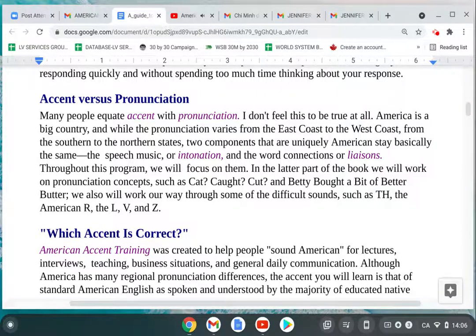In the latter part of the book, we'll work on pronunciation concepts such as cat, caught, cut, and Betty bought a bit of better butter. We'll also work our way through some of the difficult sounds such as TH, the American R, the L, V, and Z.